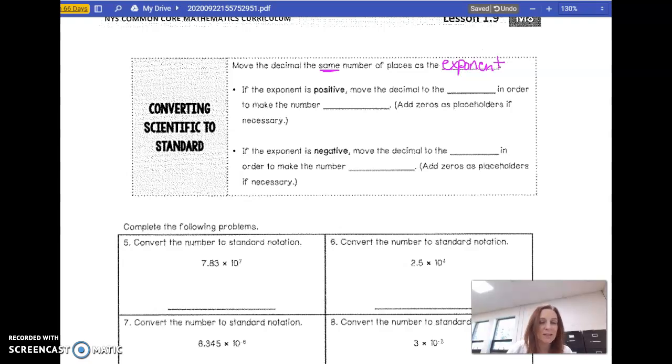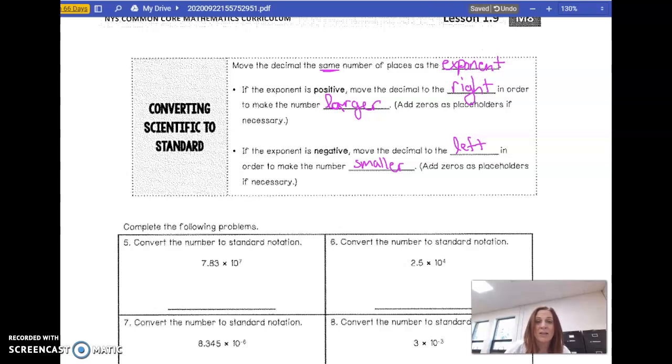If the exponent is positive, we're going to move the decimal to the right in order to make the number larger. Add zeros as placeholders if needed, and we'll run into some of those where we have to move it over a bunch of times. There's not that many numbers there, so we just put zeros in. If the exponent is negative, move the decimal to the left in order to make the number smaller. And same thing, we're going to add zeros in.